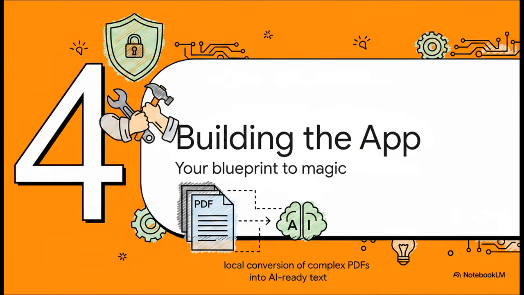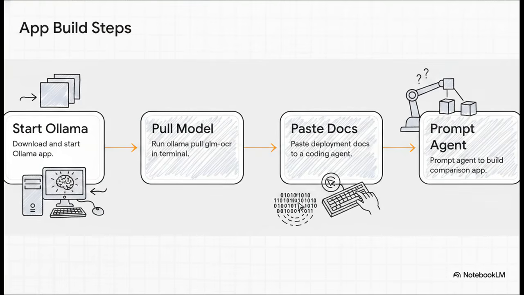All right, let's roll up our sleeves. Now we're going to build this local conversion tool step by step. And the best part of this whole process? You literally don't even need to be a programmer. You just download Ollama, pull the GLM-OCR model using your terminal, and then just copy and paste the deployment docs straight into a coding agent like Codex or OpenCode. You tell the agent what you want, and it does all the heavy lifting, building your entire app from scratch.